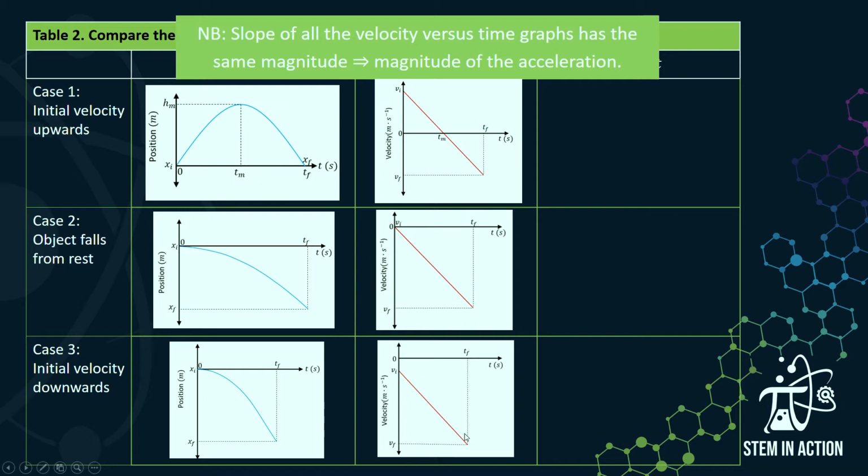Notice that the slope of the velocity versus time graphs has the same magnitude. So the gradient is the same for all 3 graphs, because remember, gradient of a velocity versus time graph represents the magnitude of the acceleration. And all of these are for projectile motion, so our acceleration is negative 9.8 meters per second squared, or 9.8 meters per second squared down.